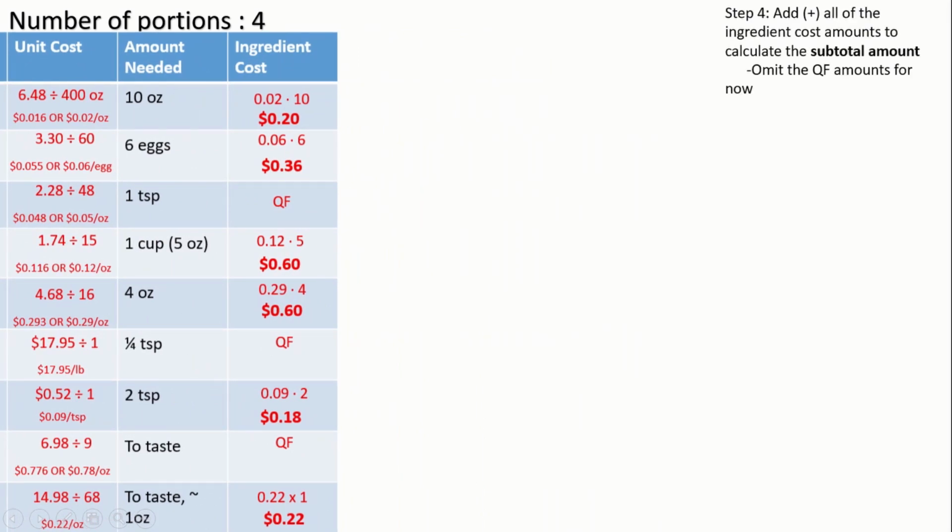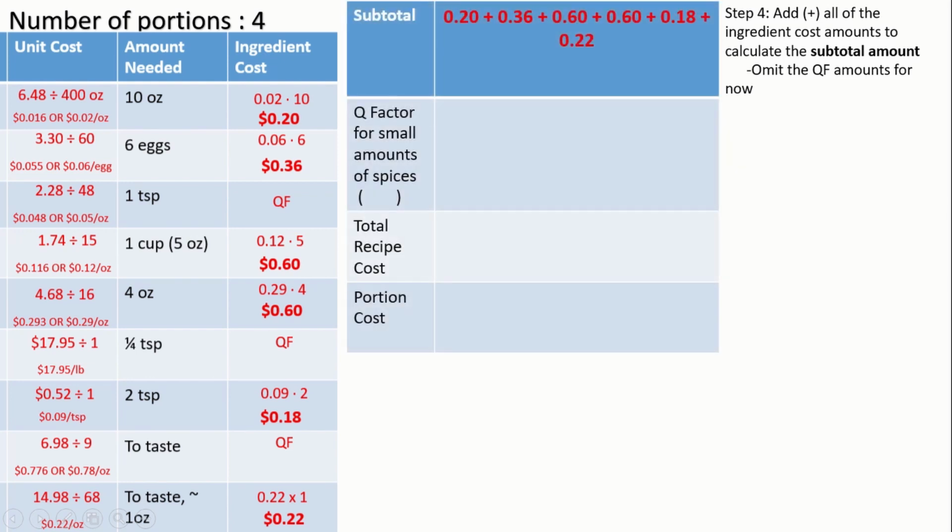So now that you have the cost of each ingredient in your recipe, you're then going to add these up to find the subtotal amount of your recipe. So what we're doing is we're taking every amount here, 20 cents, 36 cents, 60 cents, 60 cents, and so on, and adding that together to get a subtotal. Now, for the Q factor, we're just omitting that. We're skipping that for right now. We'll get to that in a second. But if we added all these up, we would get a subtotal cost of $2.16.